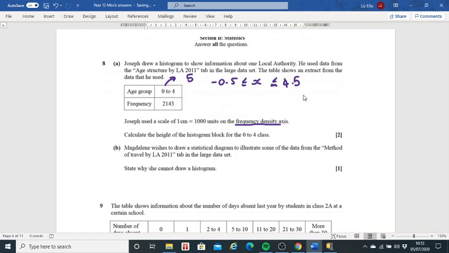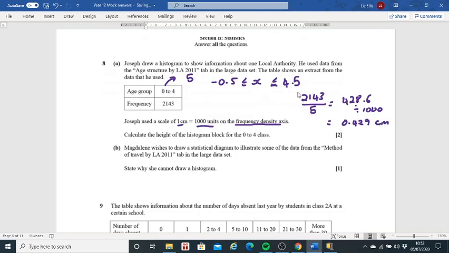How do you find frequency density? Well, we do 2143 divided by 5, which comes out to be 428.6. Now, 1 centimeter is 1,000 units. So we need to divide this by 1,000, which tells us we get 0.429 centimeters to 3 significant figures.